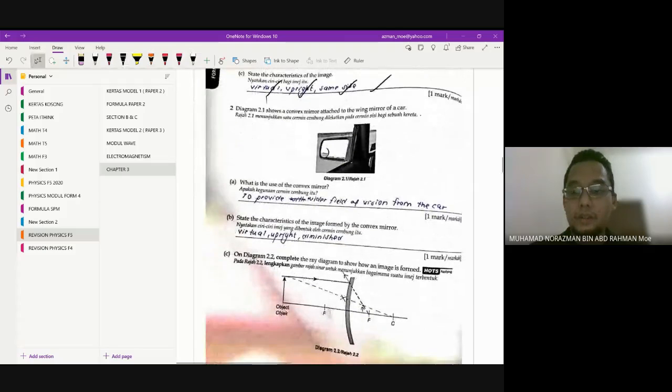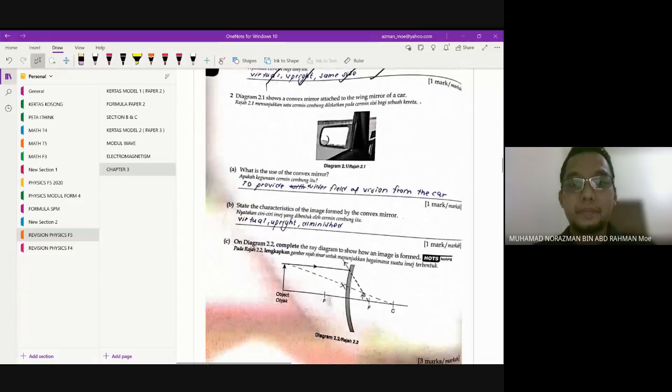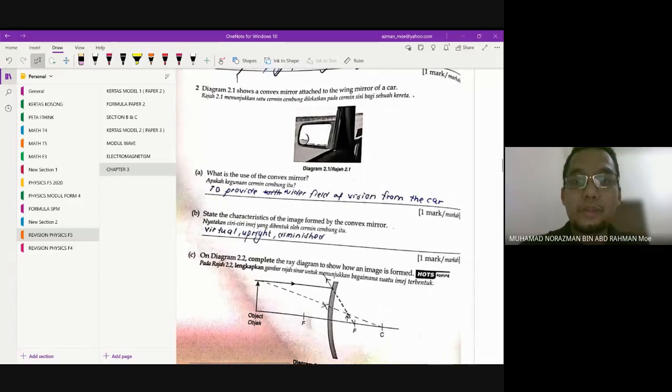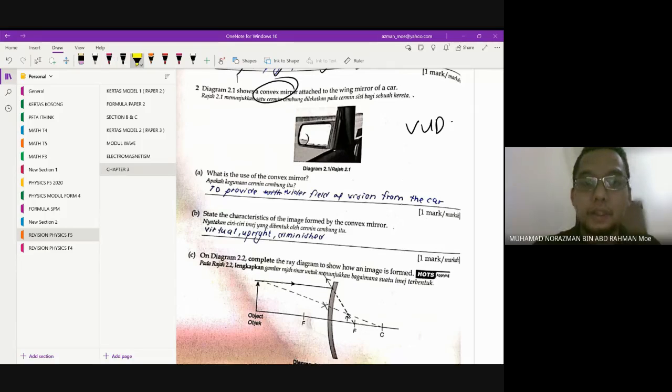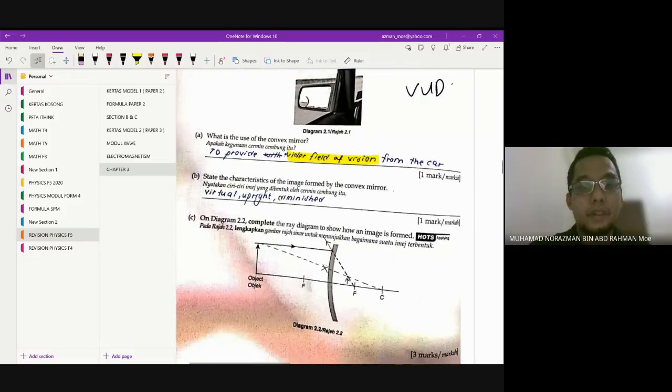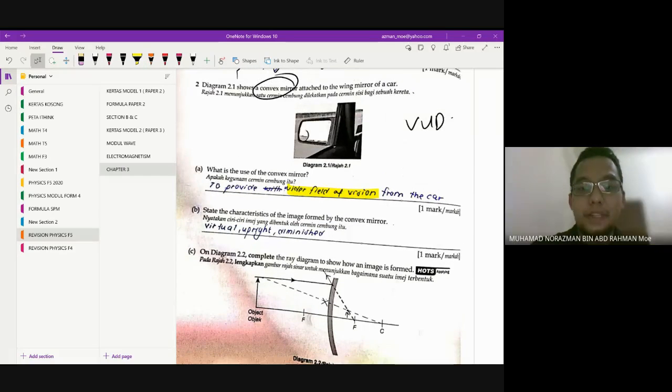Okay. Question number 2. Diagram 2.1 shows convex mirror. What is the use of convex mirror? To provide wider field. Okay, ada wider ni. Accept. State the characteristic of the image formed by the convex mirror. VUD, virtual, upright, diminished. Okay.